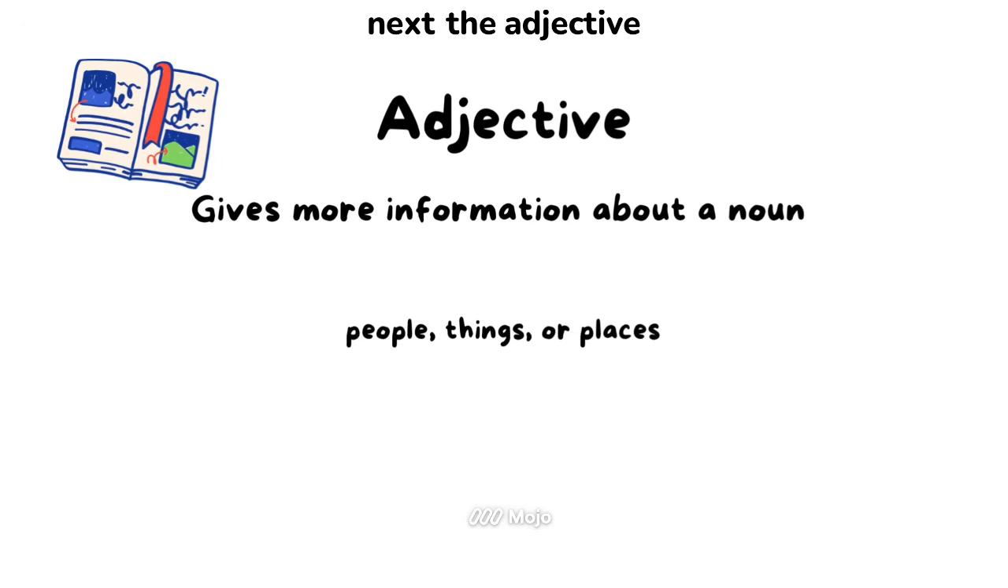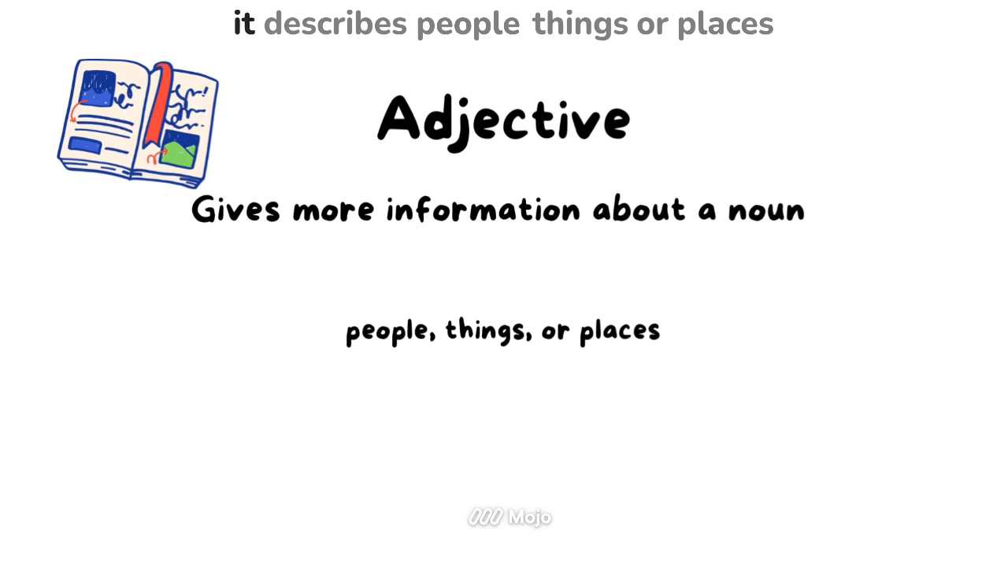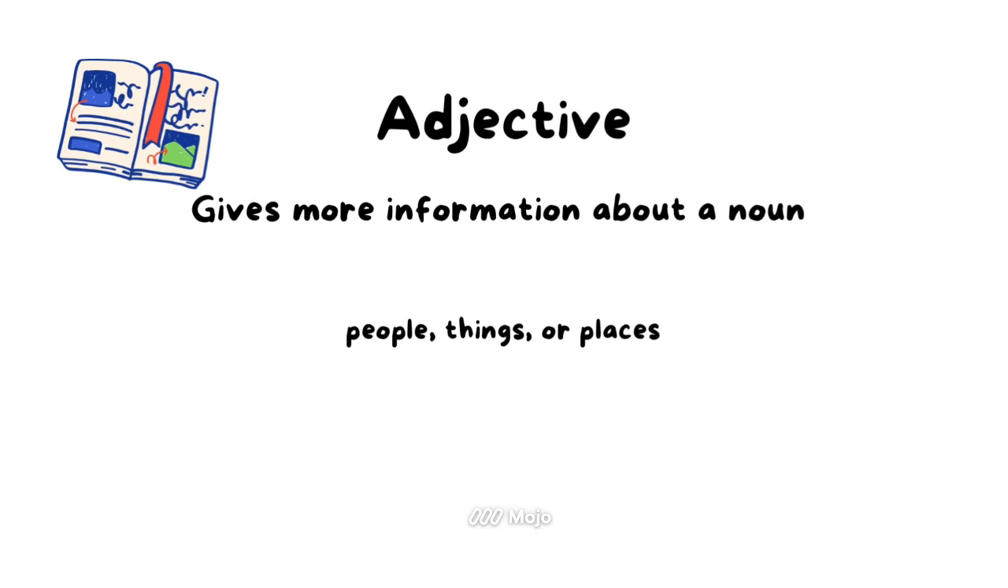Next, the adjective. An adjective gives more information about a noun. It describes people, things, or places. For example, a beautiful city, an old computer, a smart student. It answers questions like which one, what kind, or how many.